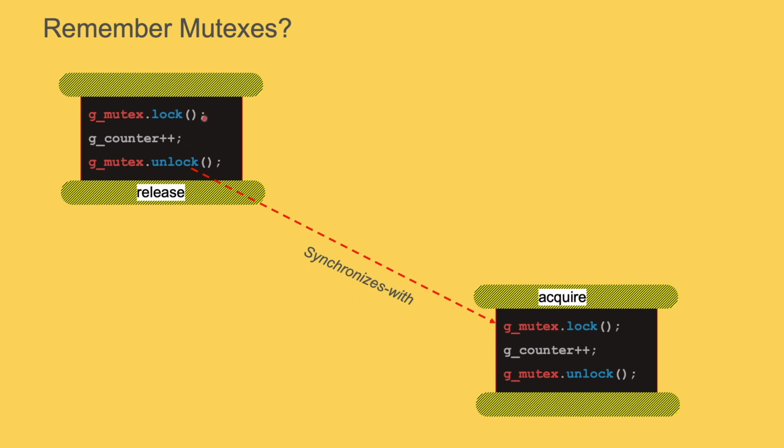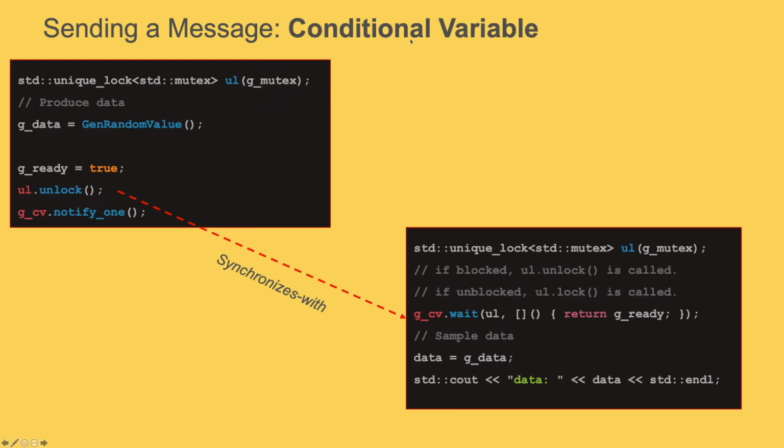The result of all the memory operations before unlock are going to be available for whatever comes after lock. And if you remember, when you use condition variables, you use a lock, which does a release, and then a wait can do lock or unlock, depending on if it gets blocked or not. But if it does lock, then it does acquire. And then again, this synchronizes-with relationship exists. And that is why we can assign something to data and then sample it on the right side. That is because this synchronizes-with relationship exists. Therefore, the result of storing something in data will be available on this thread.